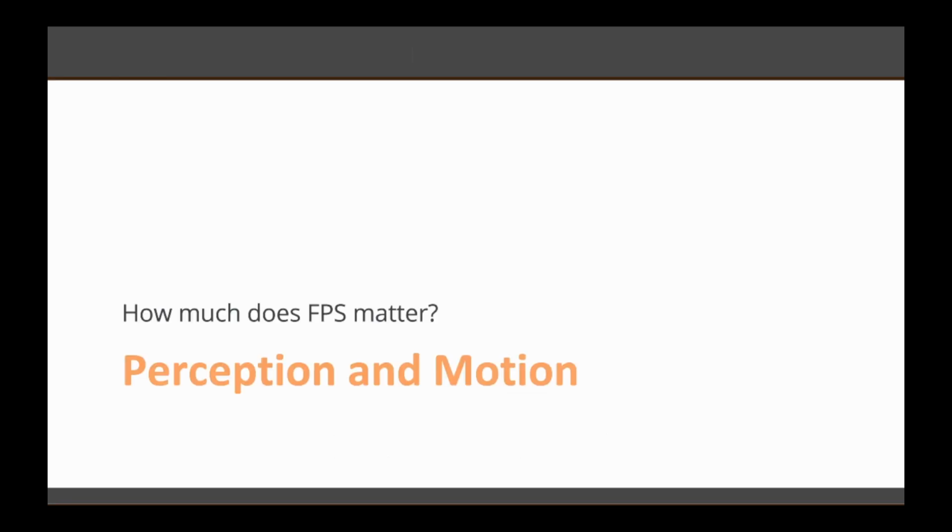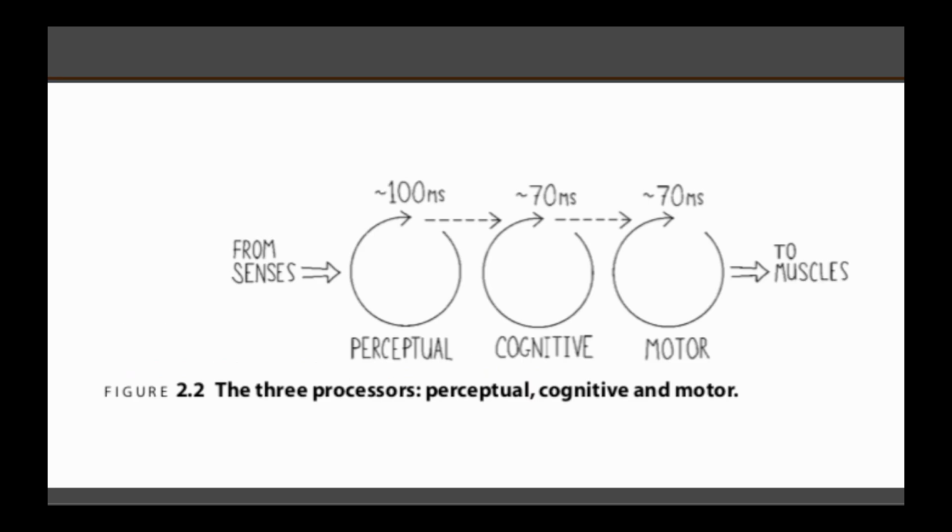Perception and motion. This is probably one of the more interesting things to take away from this game feel UX UI design space. And this is the three perceptual areas, tasks that the humans go through when they react to the world.